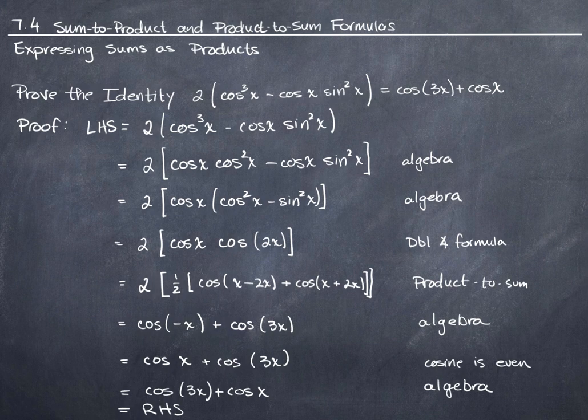I did have to use a couple of different identities. I used the double angle formula to rewrite this as the double angle. And then I used the product of these. I'll put a dot in there for times. This was a product, and I turned it into a sum. And then I did some algebra here, simplified it to this, and then an even-odd identity, the fact that cosine of negative x is equal to cosine of x. And then the rest was just sort of algebra, and it really wasn't too bad.